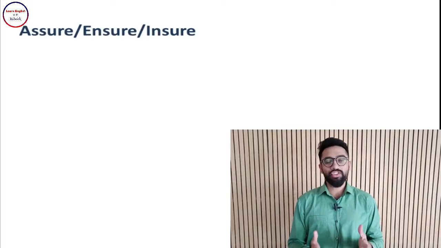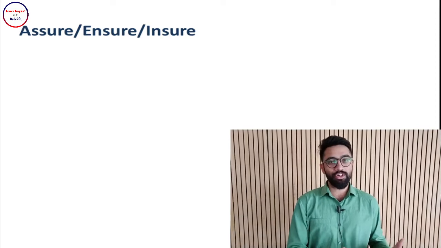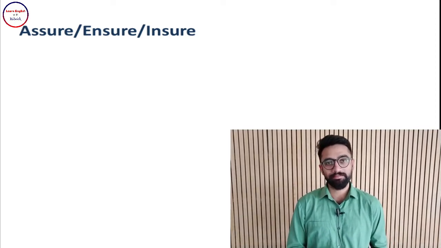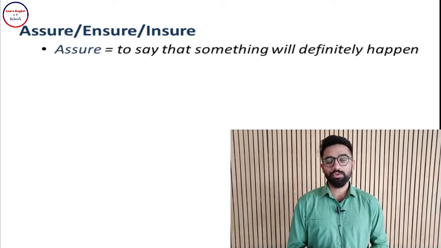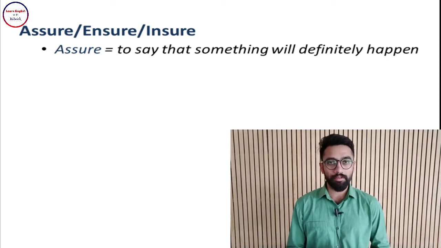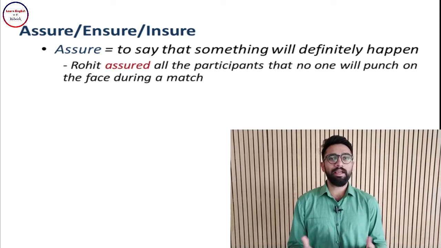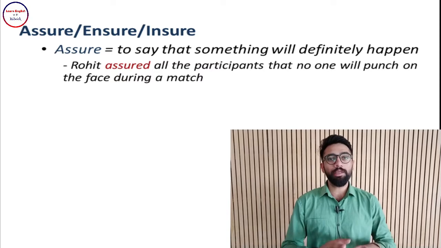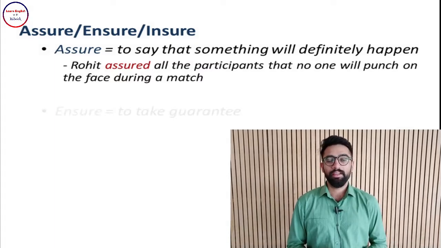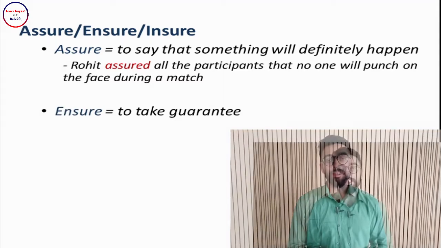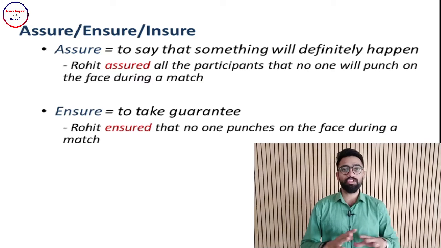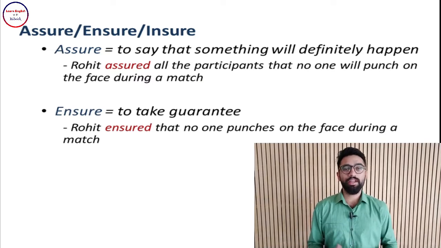The next is assure, ensure and insure. Very similar and at the same time very confusing. Assure means to say that something is definitely going to happen or something will happen for sure. For example, I can say that Rohit assured all the participants that no one will punch on the face during a match. If I give an example of ensure, that means to take guarantee, to make sure. Rohit made sure that no one punches on the head, on the face during a match.